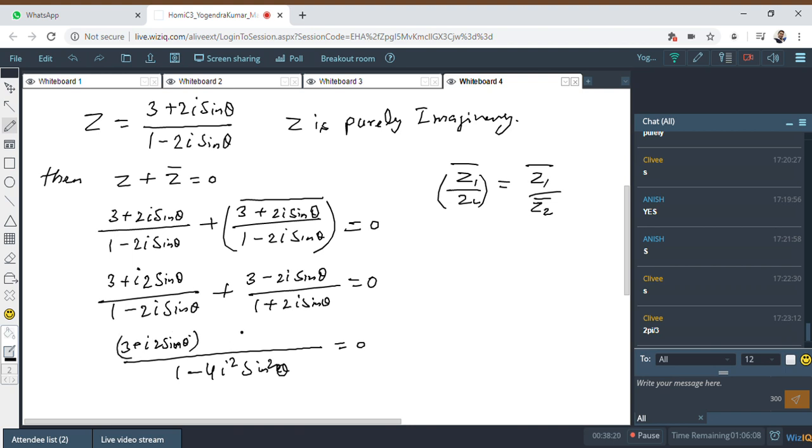Anish, if you got the same answer, let me know. I haven't confirmed the answer yet; I need to check that. Try practicing this type of question so that you get it correct. Sir, z plus conjugate of z is always 0? Not always. Here they said purely imaginary, then it is 0. Why always?